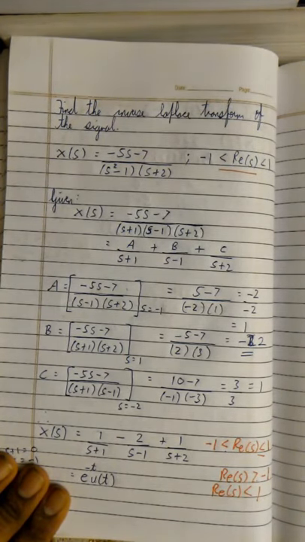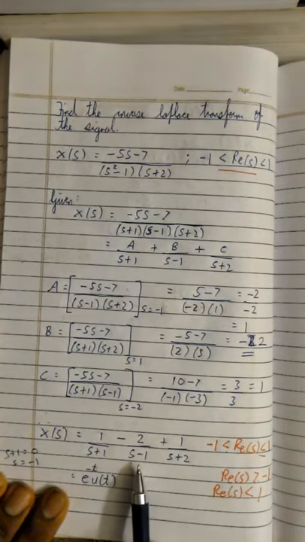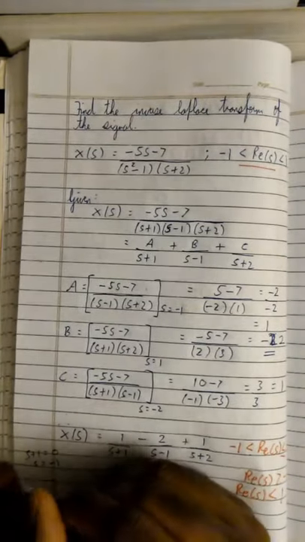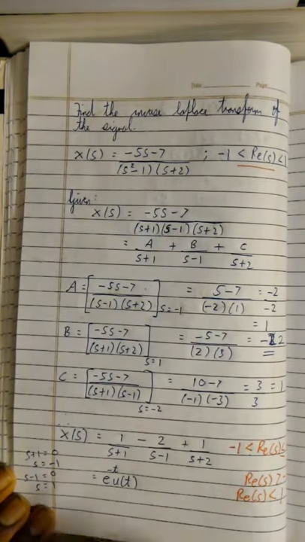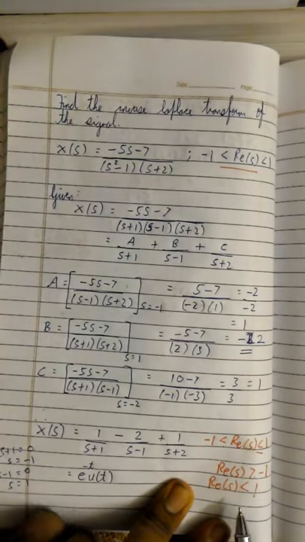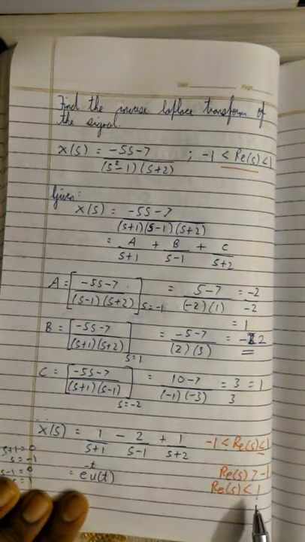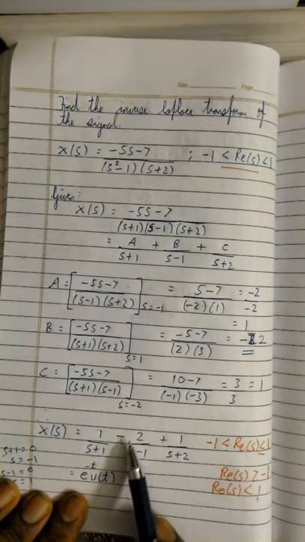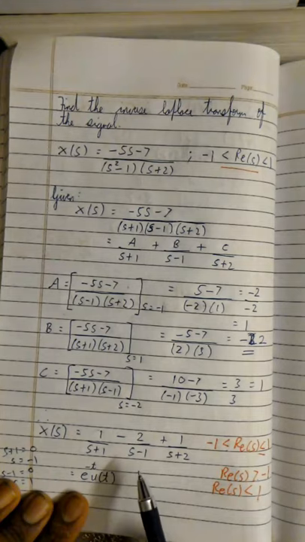Now let's look at the second term. Here the pole is s equal to 1, because when s minus 1 is equal to 0, then the pole is 1. What did they say regarding that pole? It says that the real part of s is less than 1, which means the second term is a left-sided signal.